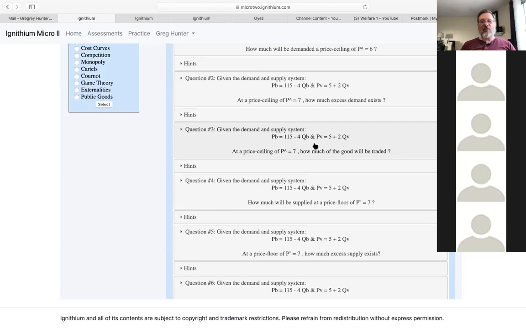But down here, when you're saying how much of the good will be traded, let's think about this. If suppliers want to sell 1 unit at a price of 7, but buyers want to buy 27 units, how many units are actually going to be traded? And traded means a seller trades it to a buyer.